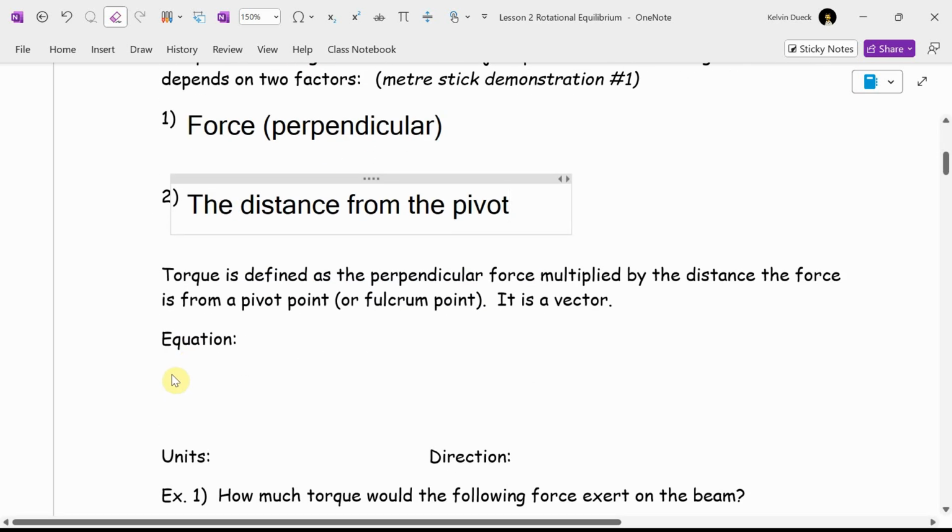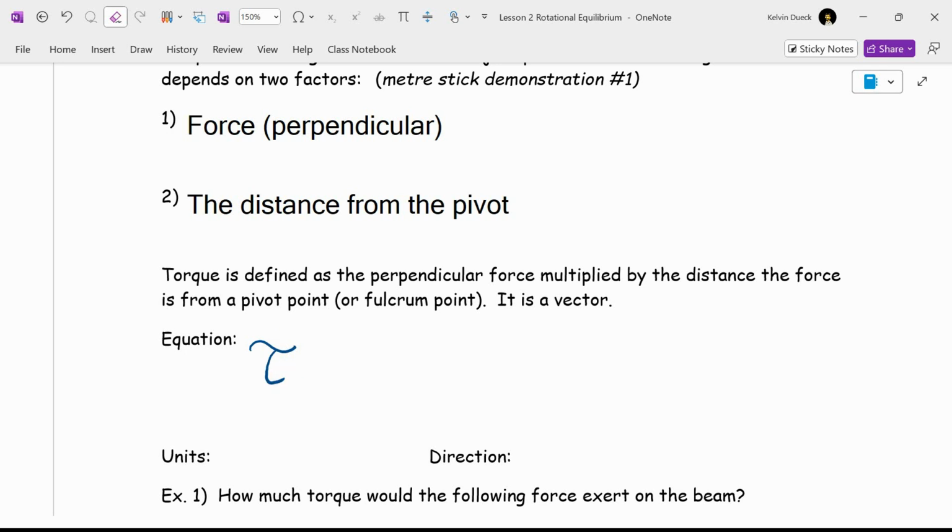Torque, in fact, is defined as the perpendicular force multiplied by the distance the force is from a pivot point or a fulcrum point. It's a vector. So the equation: the symbol for torque is the Greek letter tau, which is a capital T written kind of cursively. It's equal to perpendicular force times distance. Those of you that take physics in university will see it written this way, F cross D. It's what's called a cross product. It's vector multiplication, but we're not going to worry about that right now.